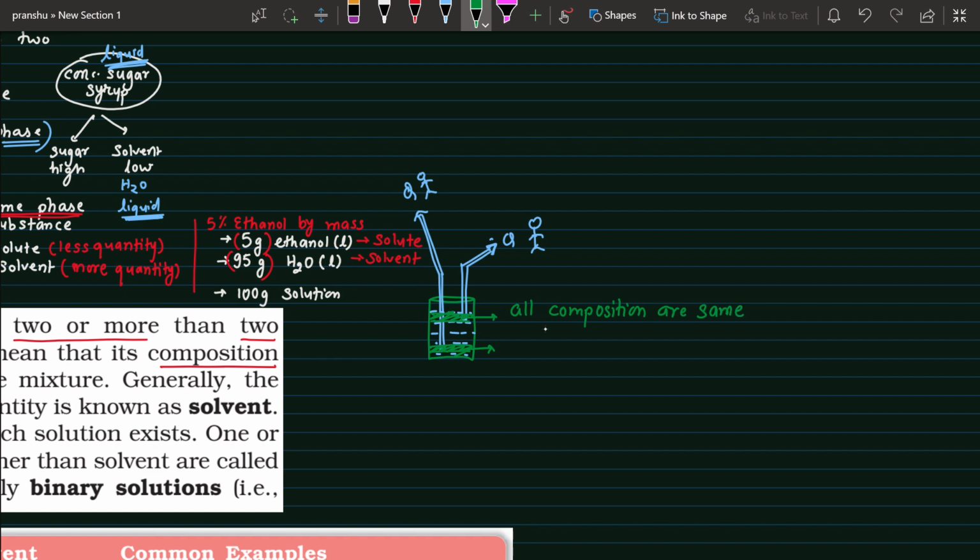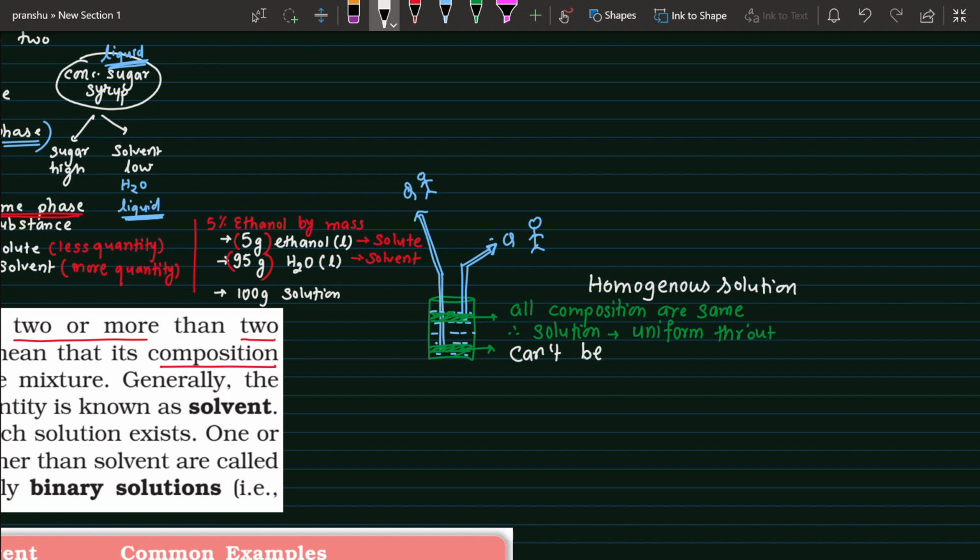All compositions are the same. Therefore, the solution which is uniform throughout is called a homogeneous solution. Such a solution cannot be separated by simple physical methods.